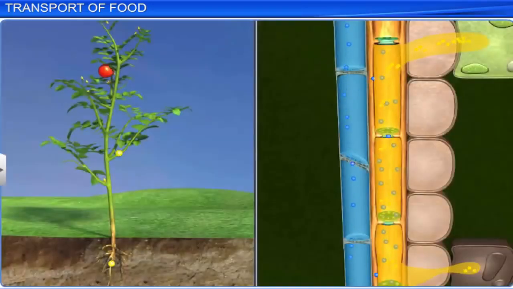In this manner, phloem cells transport food, primarily sucrose, in plants by the pressure flow hypothesis mechanism.